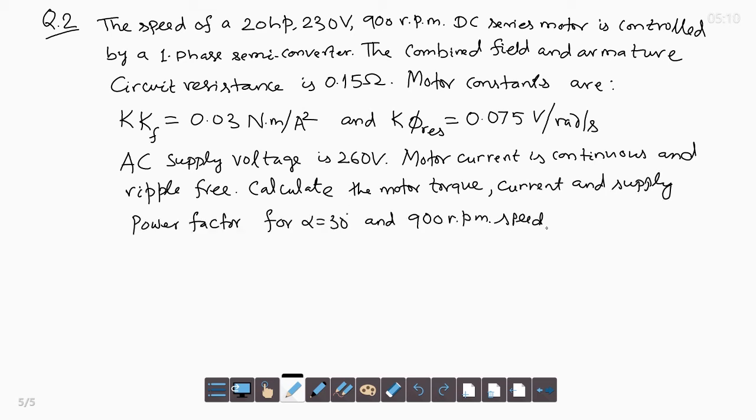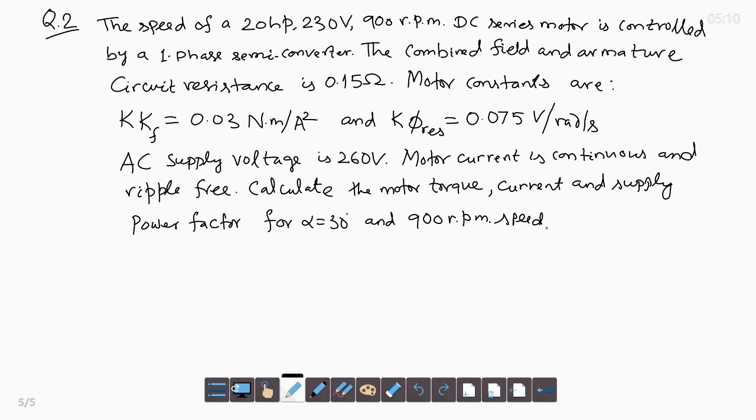The question is like this: the speed of a 20 HP 230 volt 900 rpm DC series motor is controlled by a single phase semi converter. Combined field and armature circuit resistance is 0.15 ohm. Motor constants are KKF product is 0.03 Newton meter per ampere square and K phi residual is 0.075 volt per radian per second. These constants are already explained while discussing the theory. So, symbols are mentioned there.